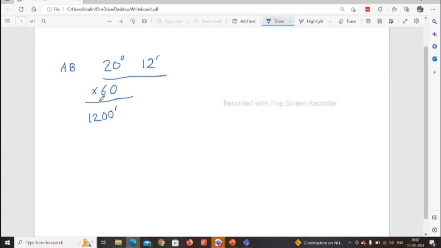So 20 degrees converted into minutes is 1200 minutes, plus the number of minutes which you had. This was 12. So you add this to the value and you get an answer of 1212 nautical miles. This is your answer for great circle distance. The great circle distance is 1212 nautical miles and not 20 degree 12 minutes. Understood, sir. Very good, beta. Great.